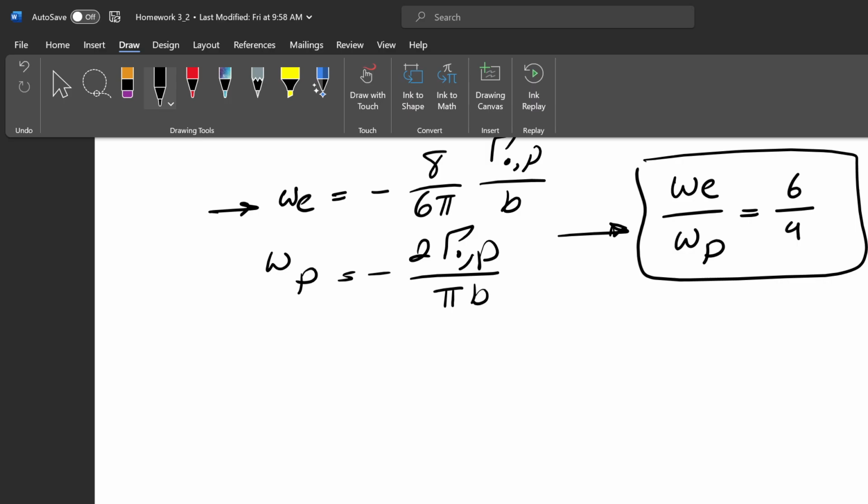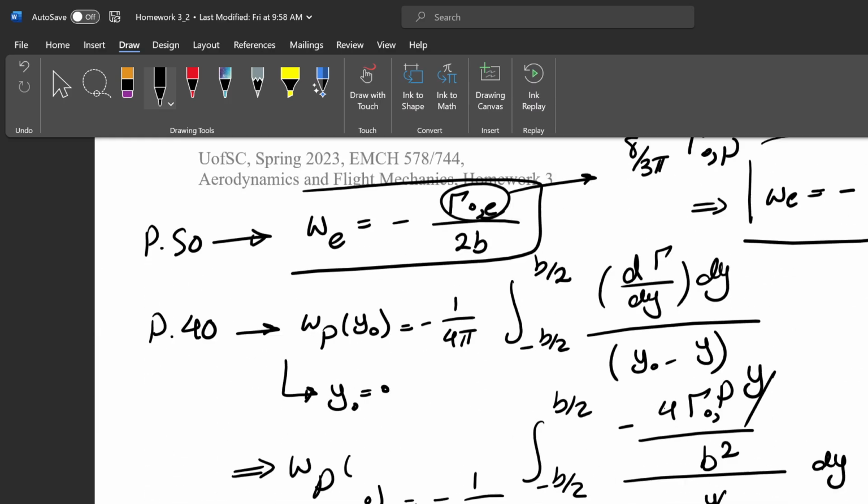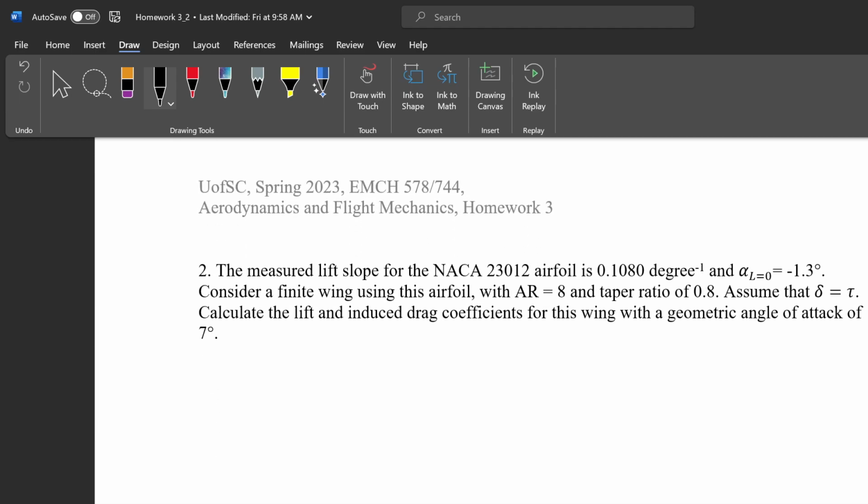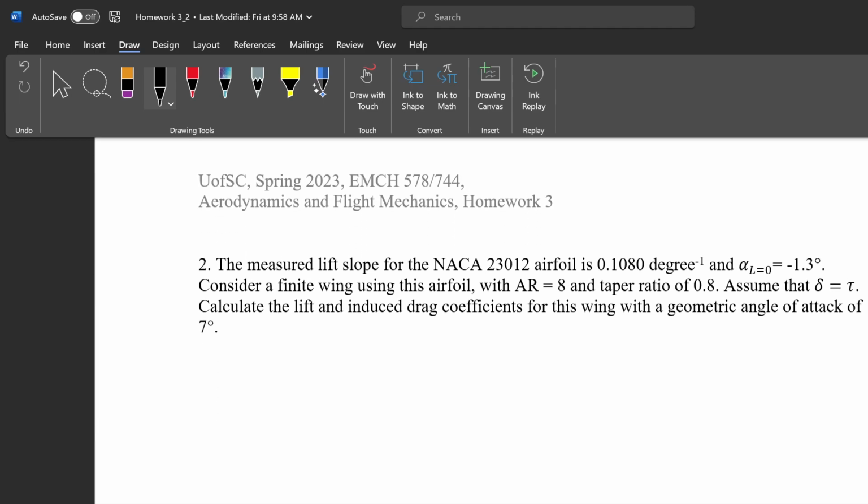Okay, so that's the solution to problem number 1. And this is the hardest problem in the homeworks. Let's go to problem number 2.